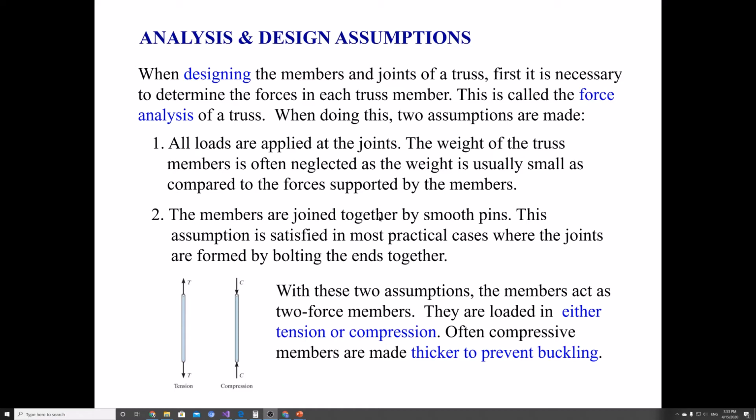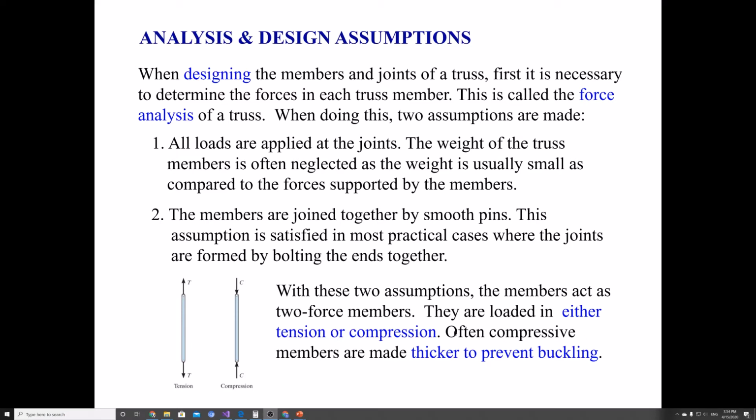So they're all joined by smooth pins, and this is a good assumption to make in most cases. And like I said, the members act as 2 force members. So whatever force is acting in this direction at this joint, there's an equal and opposite force acting at this joint. The same thing here. If it's tension, it's like this bar is trying to be pulled apart. If it's compression, the bar is trying to be squished together.